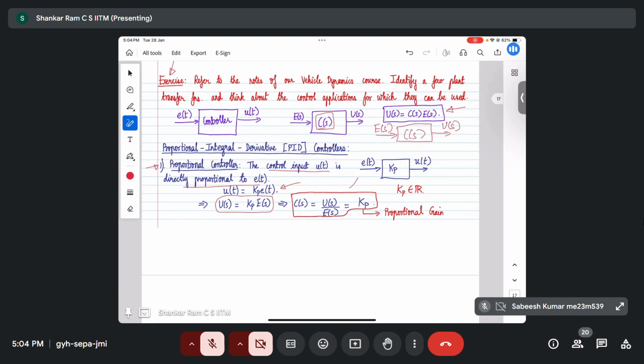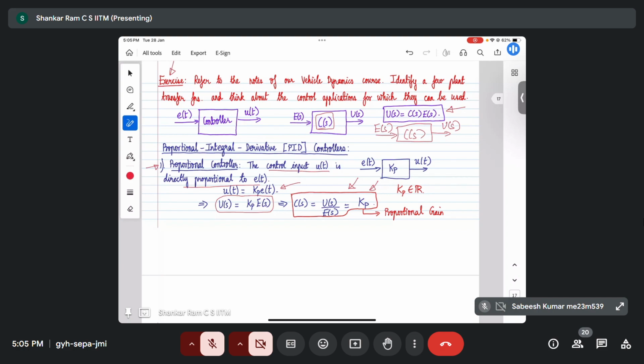Consequently, the controller transfer function is the ratio of U of S to E of S, right? Because the transfer function of any block is the ratio of the Laplace of the output to the Laplace of the input, under zero initial conditions. So here the output is U of S, input is E of S, for the controller block. So the controller transfer function is U of S by E of S, and that is Kp.